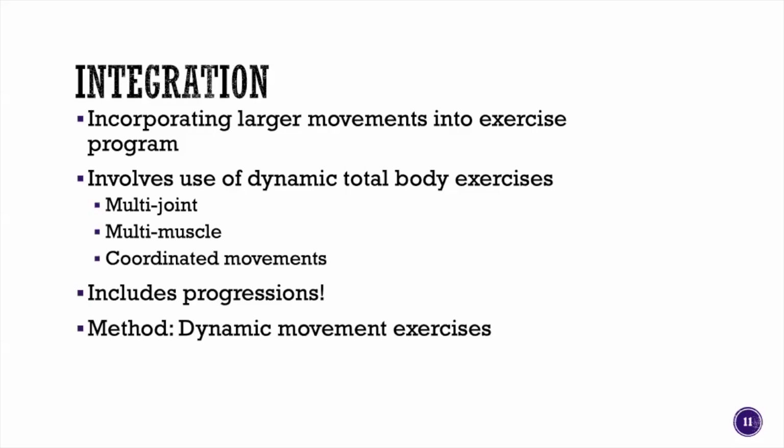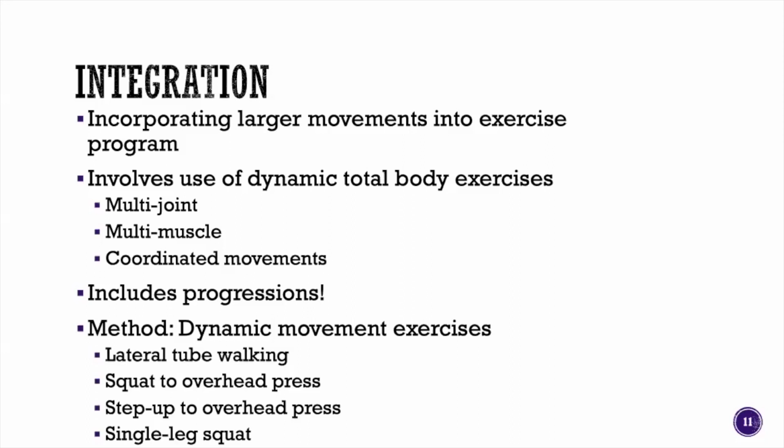And our method for doing this is actually our dynamic movement exercises. Some examples of this would be things like having a resistance band around our thighs and doing some lateral walking, or using a tube or a resistance loop to be able to do that. Things like squat to overhead press. We're doing multiple joints, multiple muscles involved. A step up to overhead press, a single leg squat. Those are all examples of what we could be using.